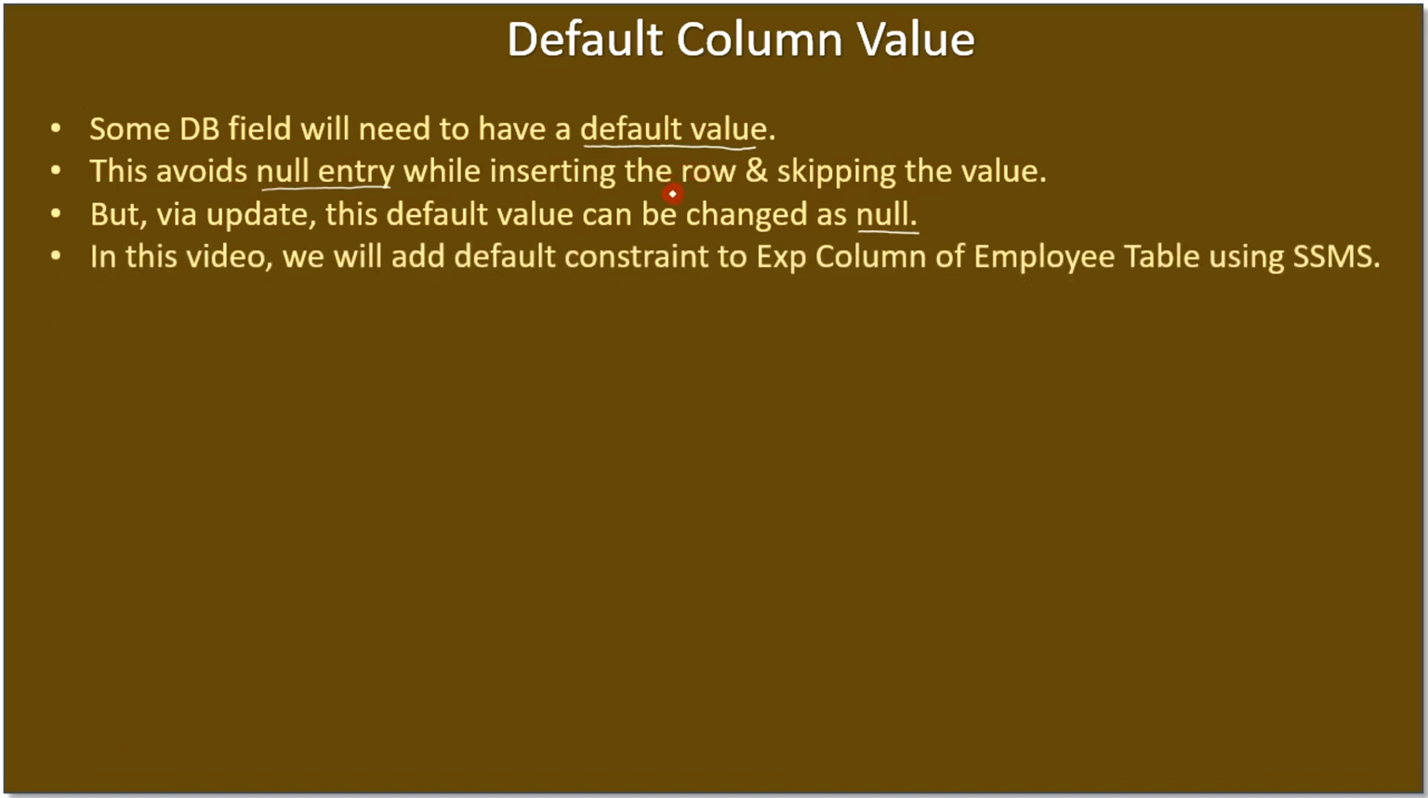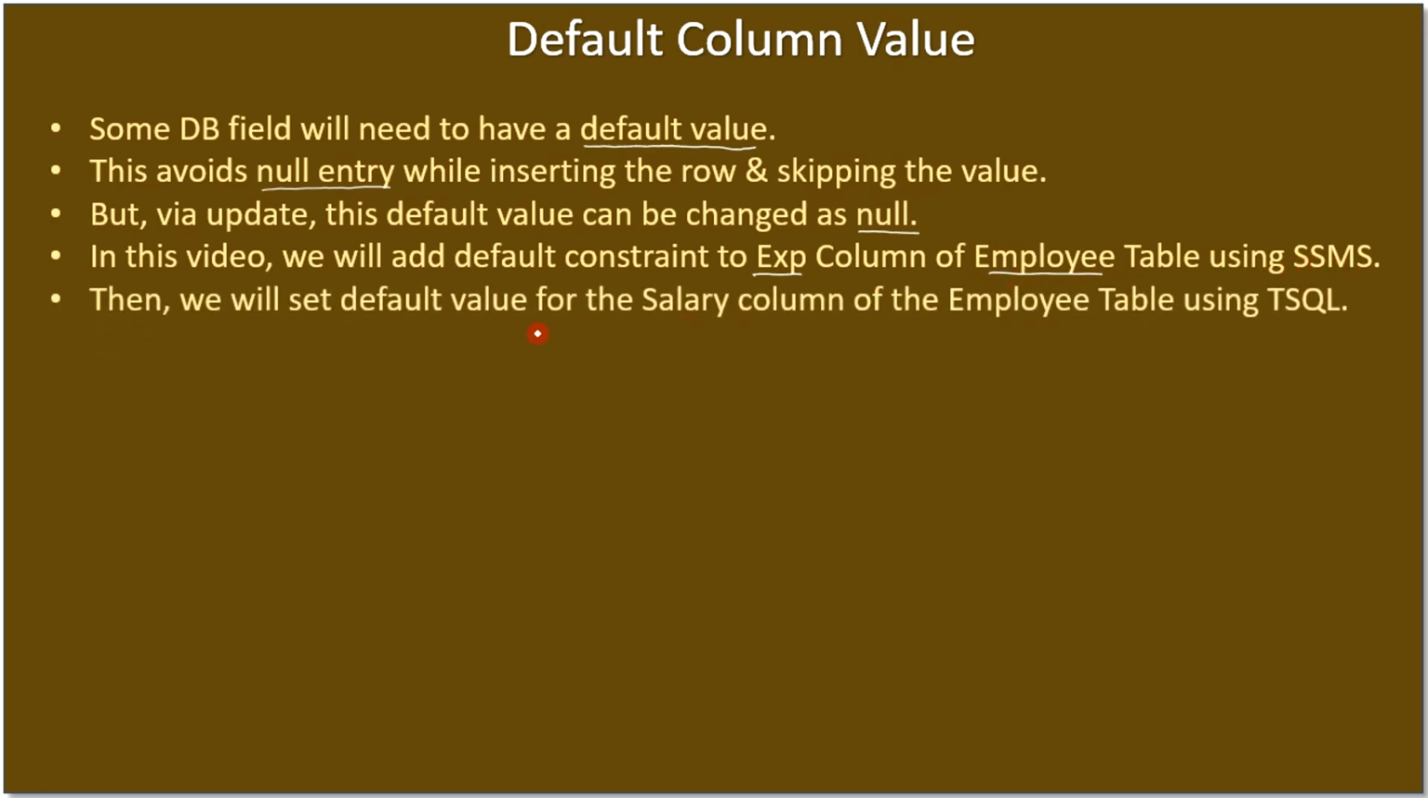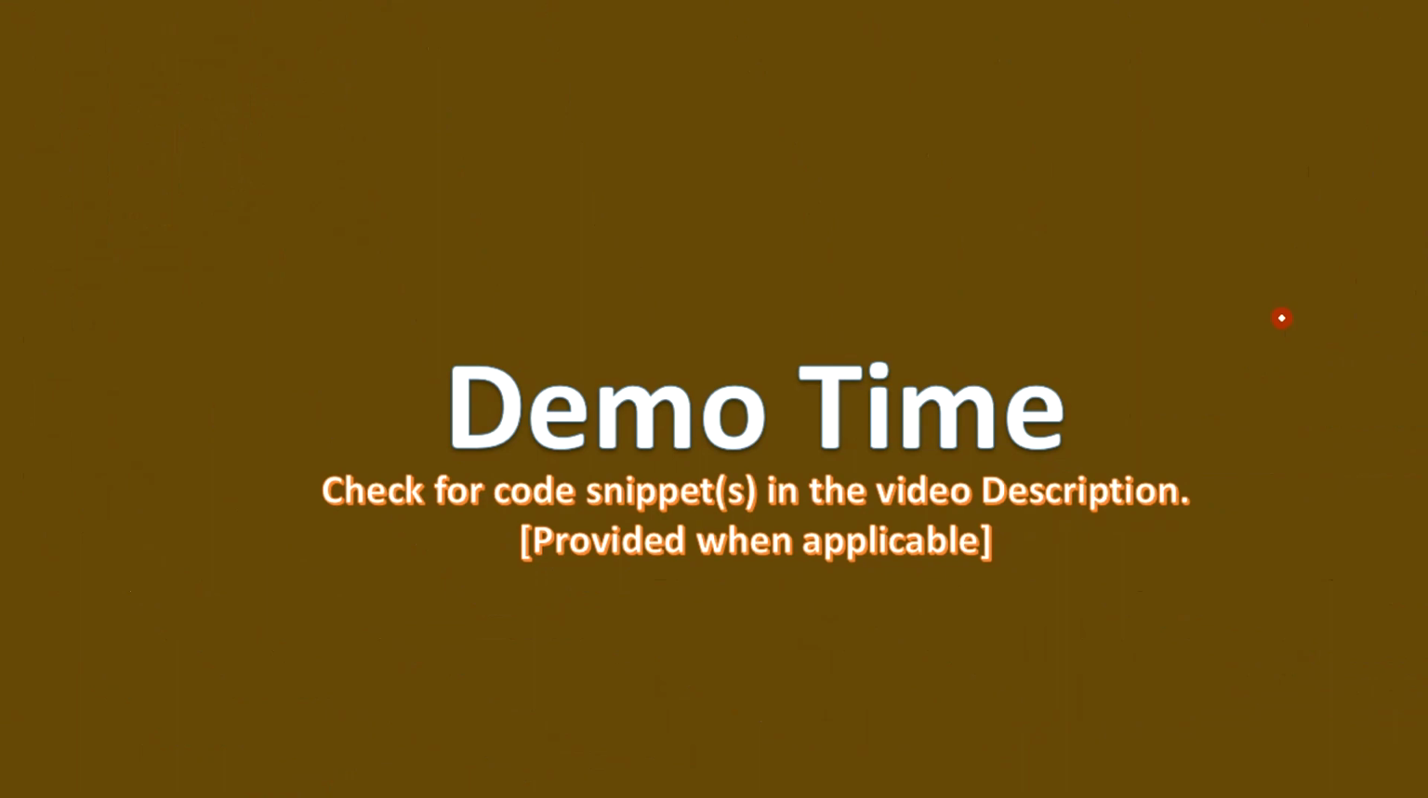In this video, we will add a default constraint to the exp column of the employee table using SQL Server Management Studio. Then we will set a default value for the salary column using TSQL. We are using the same employee table; we set exp to a default value using SQL Server Management Studio, and for salary we will use a TSQL script. Alright, now we will go to the demo.